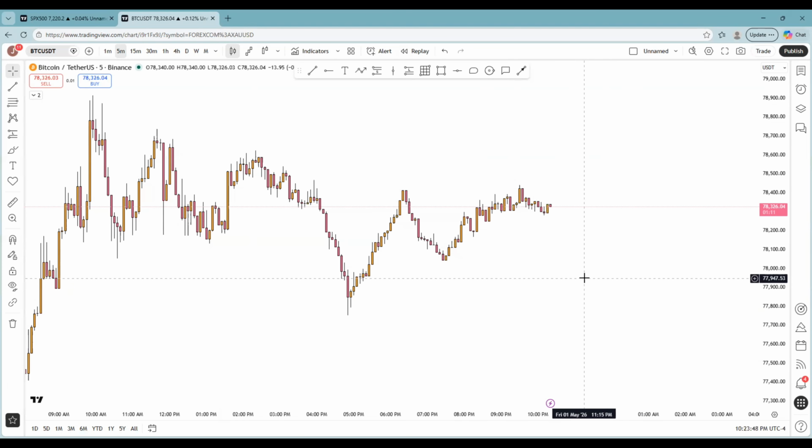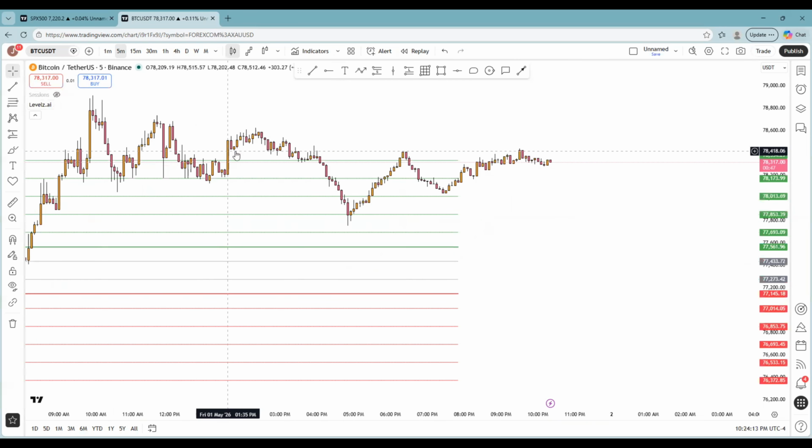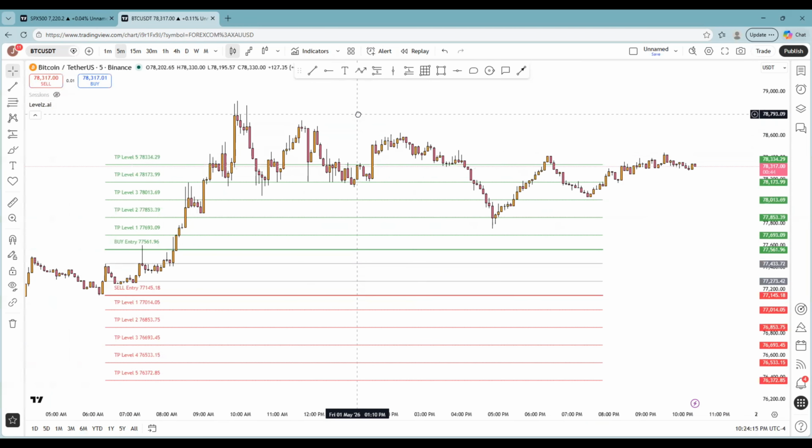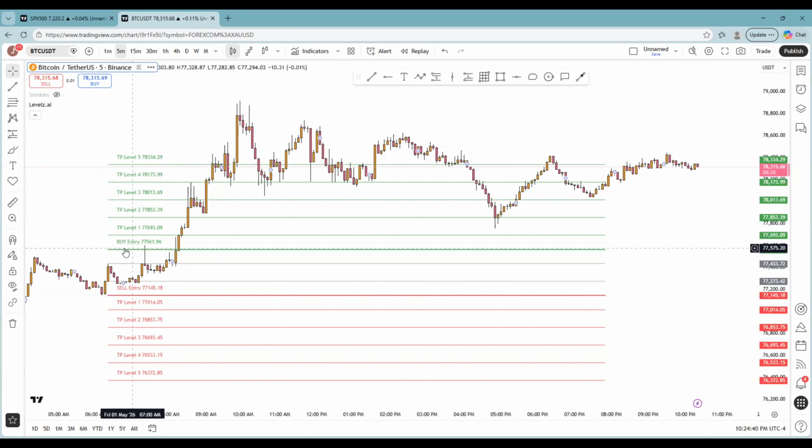So this is Bitcoin. Bitcoin is always up and running 24 hours, 7 days a week, right? So what I'm going to do right now is turn on the Levels indicator. This is the default, so you can see what this indicator is. You have your buy entry levels, your sell entry levels, and then your TP levels. The gist of this is very plain, it's very simple.